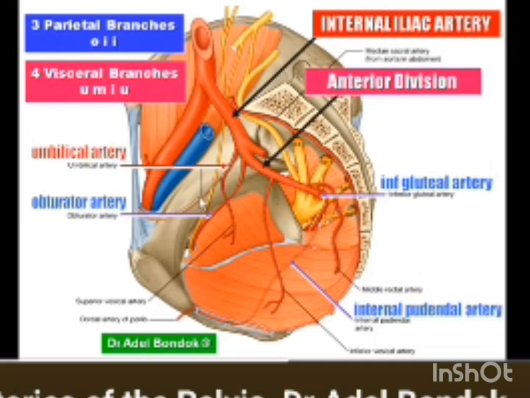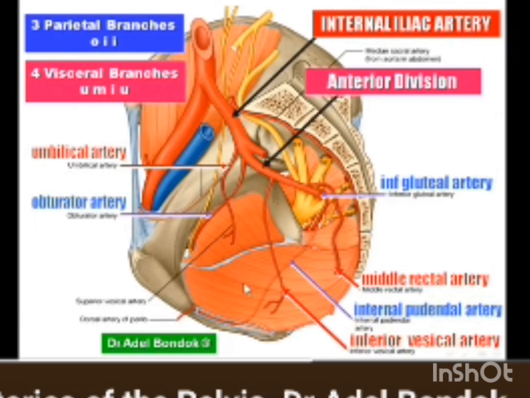Second one is the middle rectal artery. This is the second one, middle rectal artery. And in the male, inferior vesical artery, and in the female, it is the vaginal artery. So inferior vesical artery in the male, vaginal artery in the female, and in the female, it gives the uterine artery.